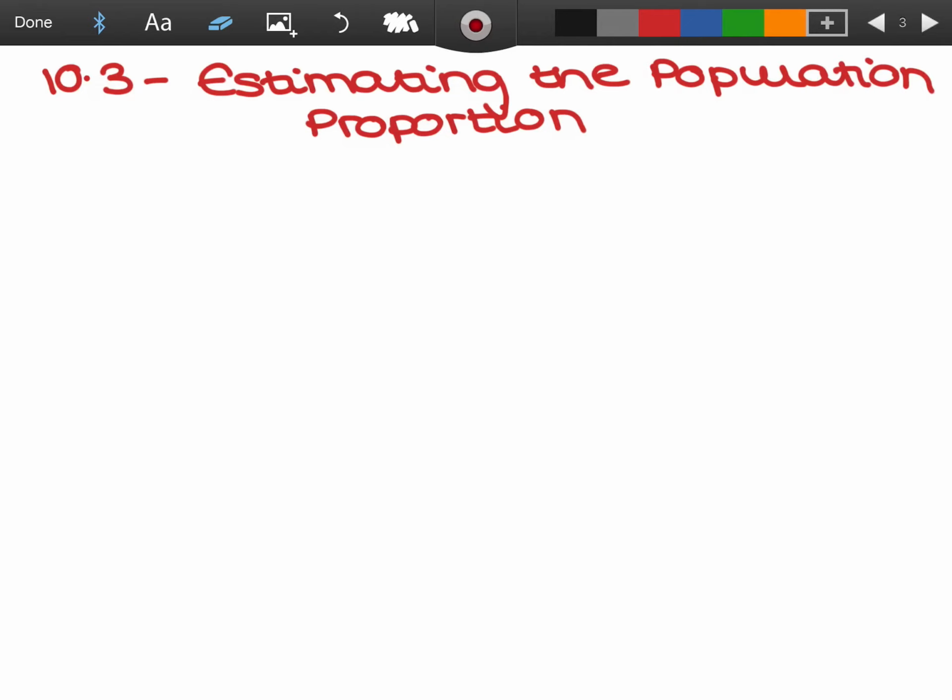So in today's video, I'm going to be looking at 10.3 and 8.5. 10.3 is very similar to what we just covered in 10.2, where we looked at confidence intervals for the population mean. I'm going to be doing the same thing here, but looking at confidence intervals for the population proportion.